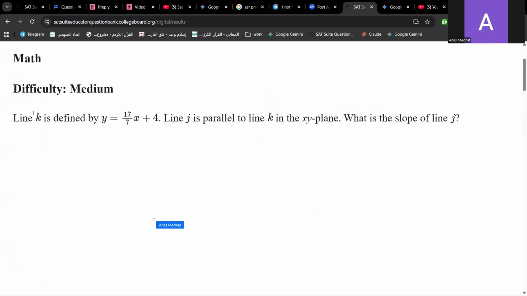Again, this question again. Oh, but this time it's parallel. We have to focus. When we have two parallel lines, they would have the same slope. So the other slope is also 17 over 7.